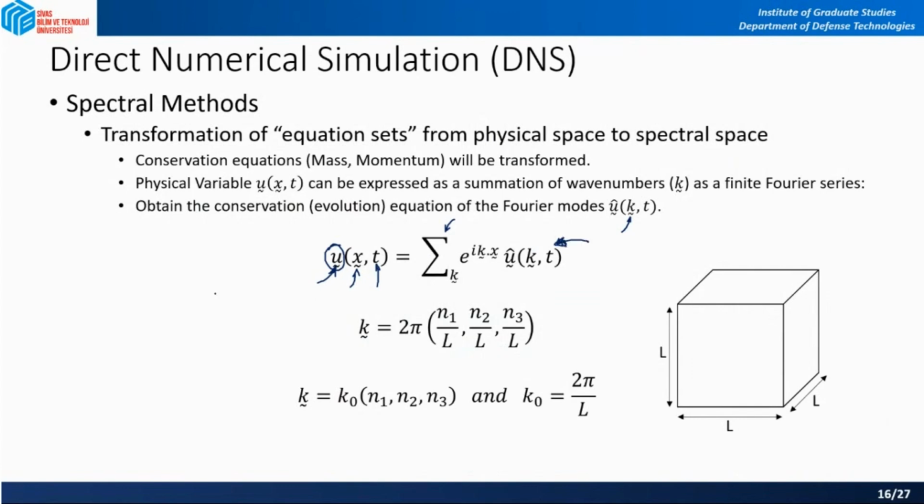Okay, conservation equation. You remember that you had dui/dxi equal to 0. So you will replace this ui by this summation sigma of e to the power of ik times x, times the Fourier mode, which is u tilde hat. This part is called the Fourier mode.